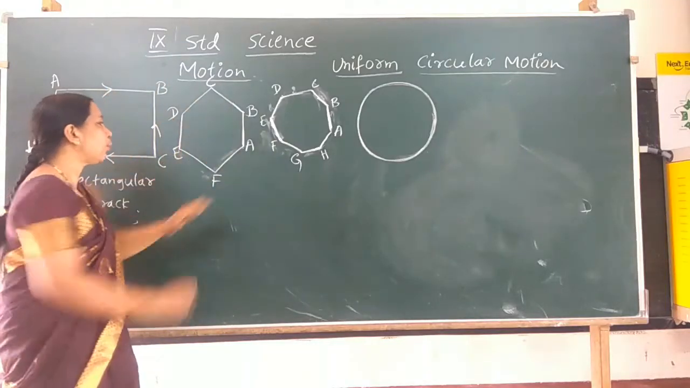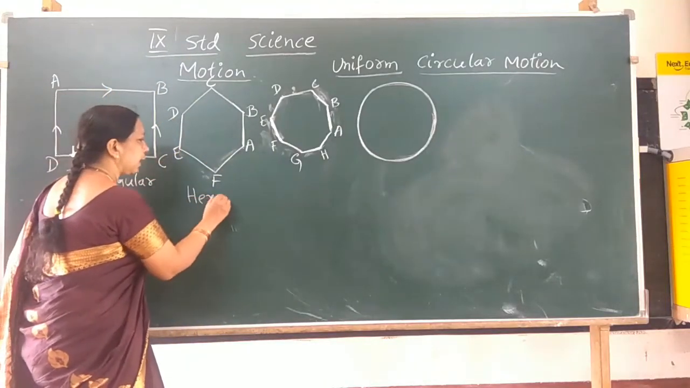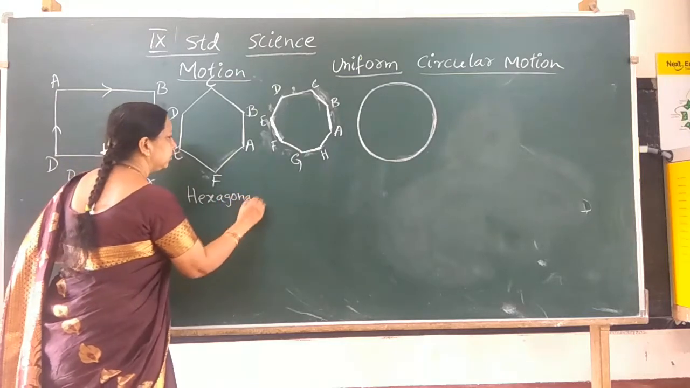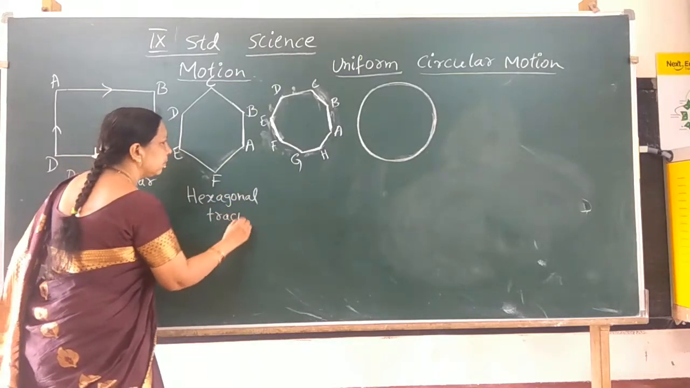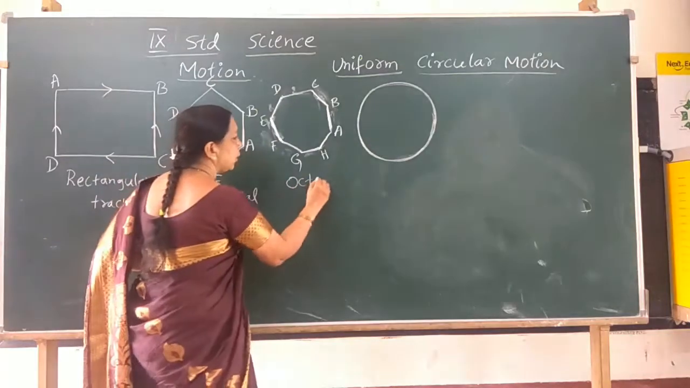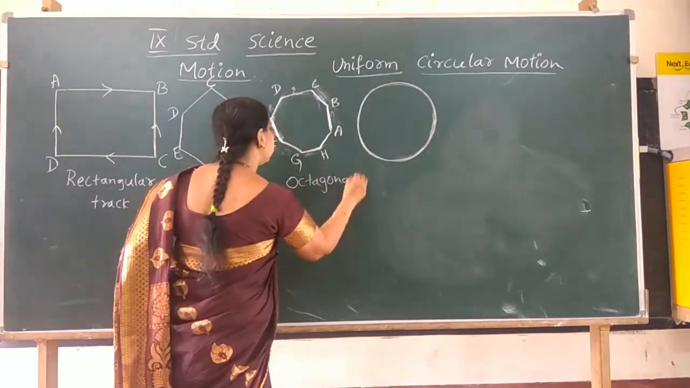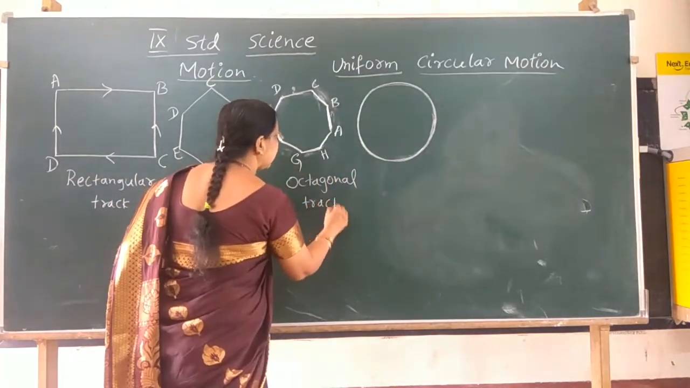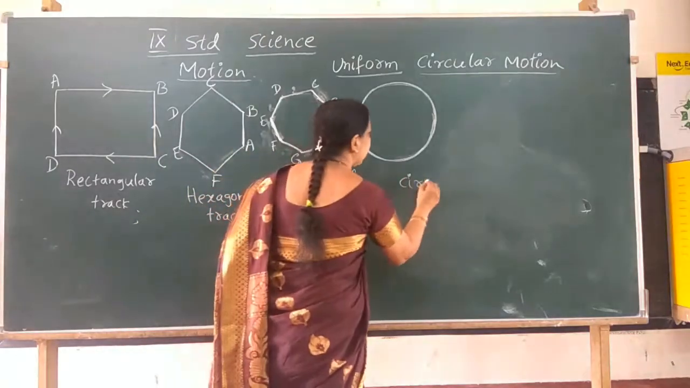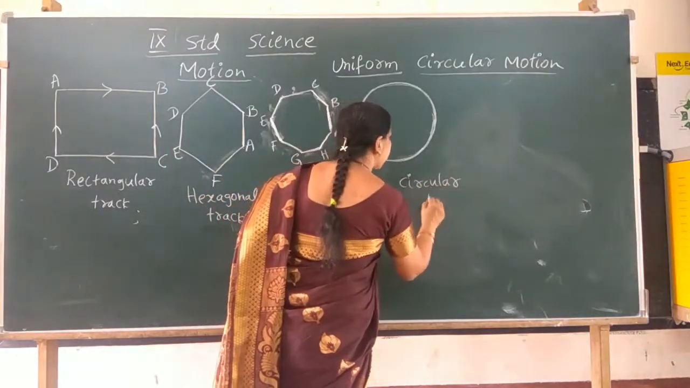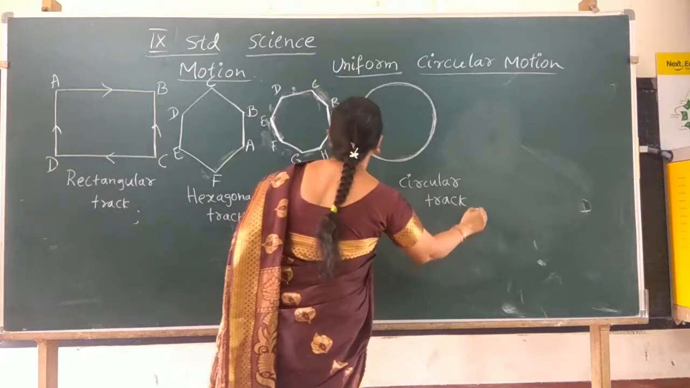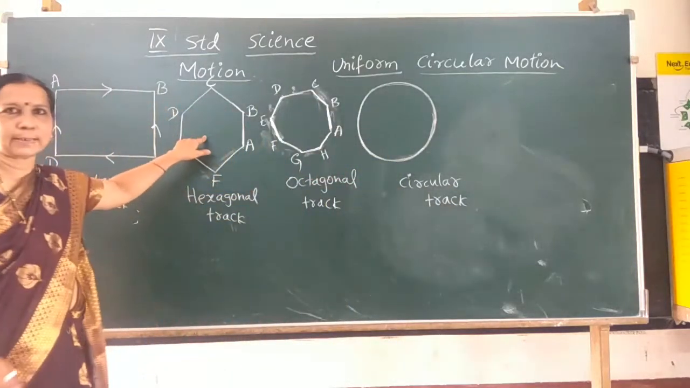And look at this. It's a hexagonal track. And this is an octagonal track, and this is a circular track. Now observe this.